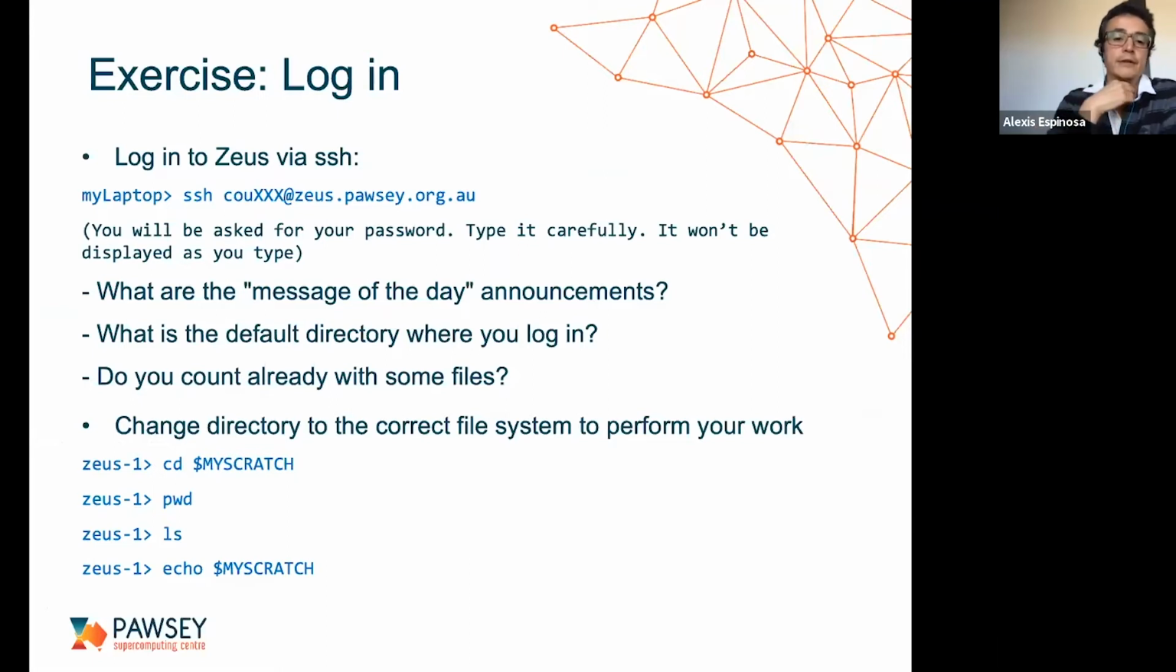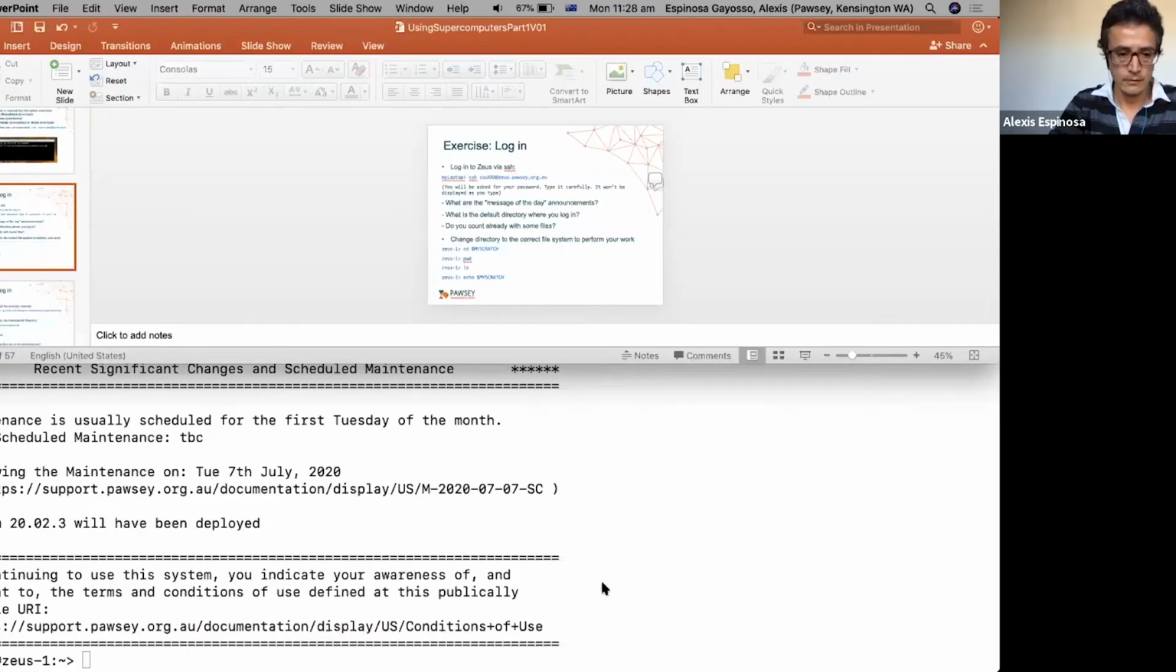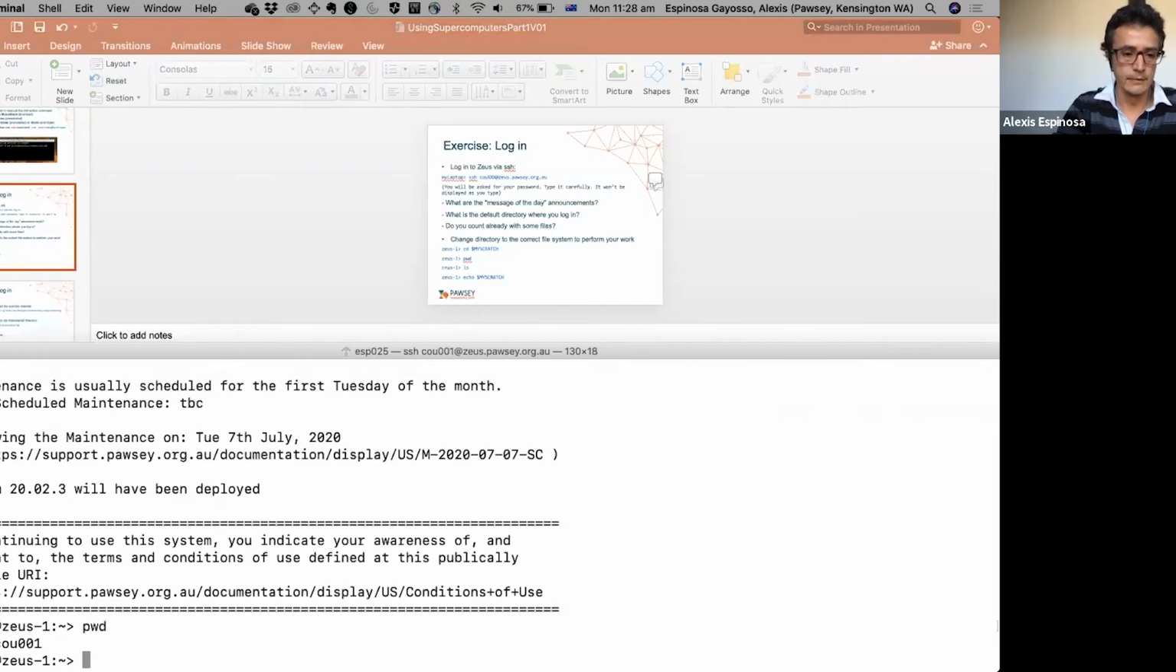What is the default directory where you log in? You can check that with the command pwd. If you pwd, then you see where you are, that you are in the home directory of your account. That is not the place where you want to put things. We will explain more about this in the next training, in the second part.